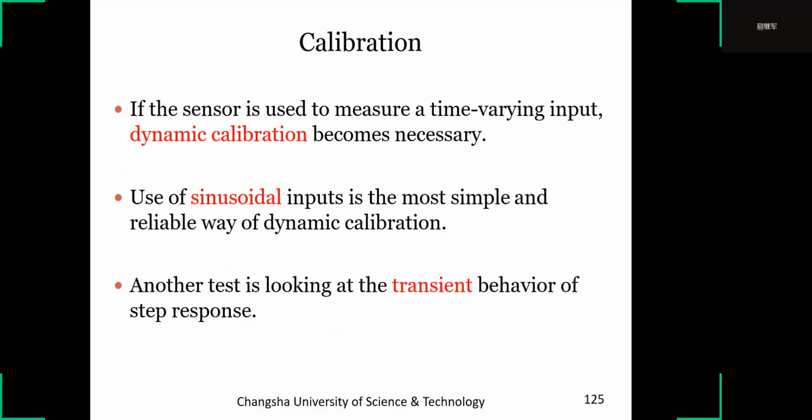If the sensor is used to measure time-varying inputs, dynamical calibration becomes necessary. The use of sinusoid inputs is the simplest and most reliable way of dynamical calibration. Another test is looking at the transient behavior of the step response.